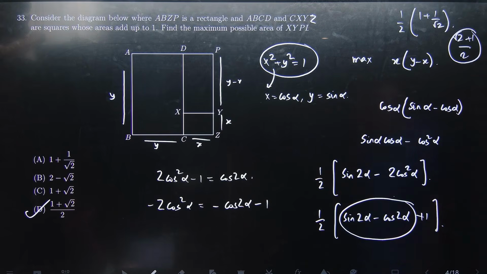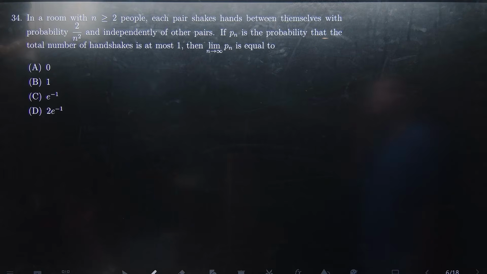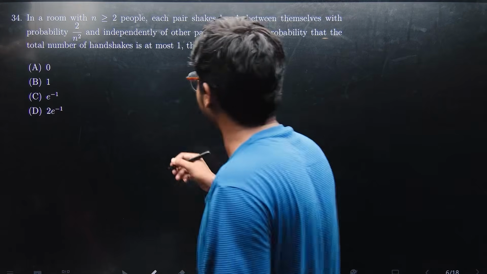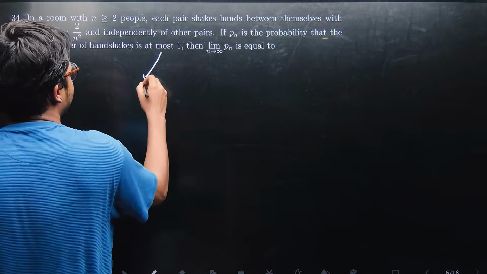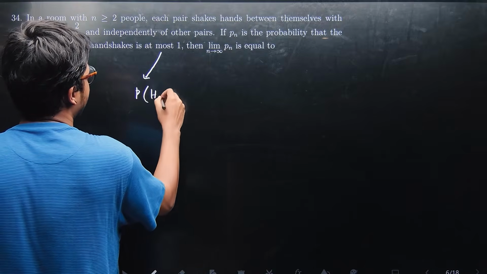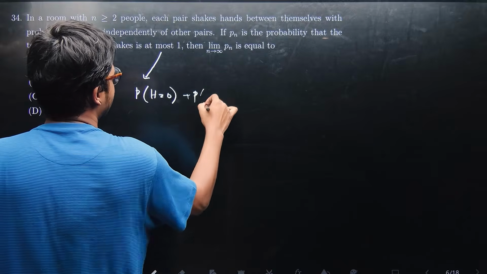Fine, so that's 33. Next one is, in a room with n greater than or equal to 2 people, each pair shakes hands between themselves with a probability 2 by n square and independently of other pairs, okay? If Pn is a probability that the number of handshakes is at most 1, then find limit n going to infinity Pn, okay? I say number of handshakes at most 1 means either the number of handshakes is equal to 0 or the number of handshakes is equal to 1, right?